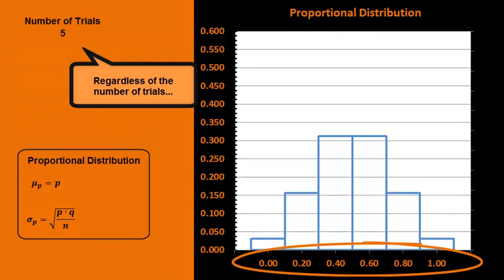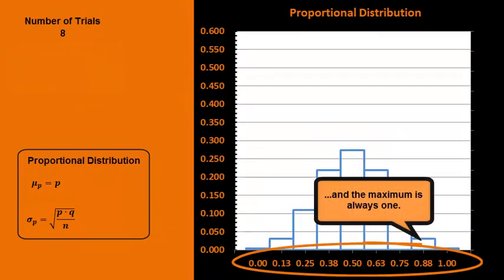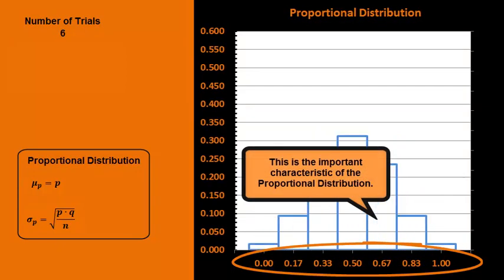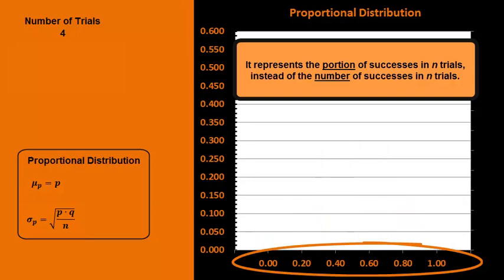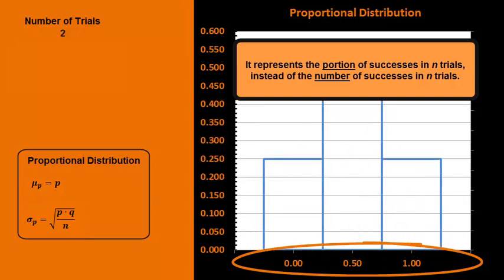Regardless of the number of trials, the minimum value is always 0, and the maximum is always 1. This is the important characteristic of the proportional distribution. It represents the portion of successes in N trials instead of the number of successes in N trials.